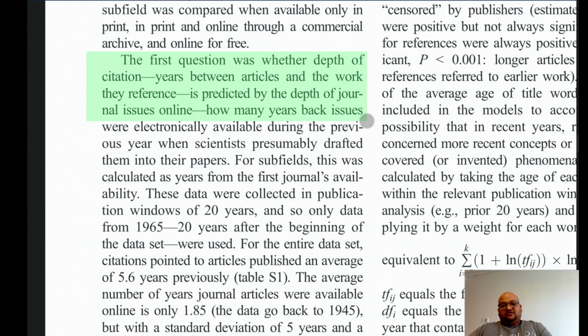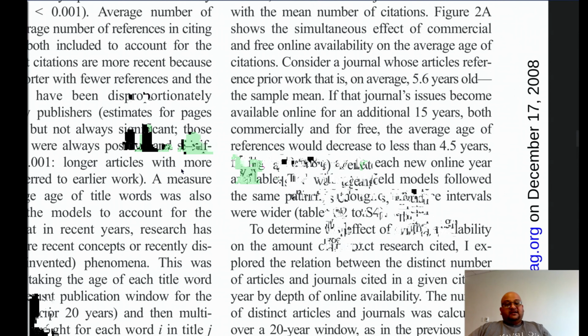The first question that the author investigated was whether citation depth has any relationship with how many journal issues are online. The definition of citation depth is the years between the article written and the citations in that article. So if citation depth is longer, that means you're citing older articles. If it's shorter, that means you're citing more recent articles. And citation depth is linked to the depth of online journals, which is again how many years back issues were electronically available for during the year when the article was written. And here's what the author found.